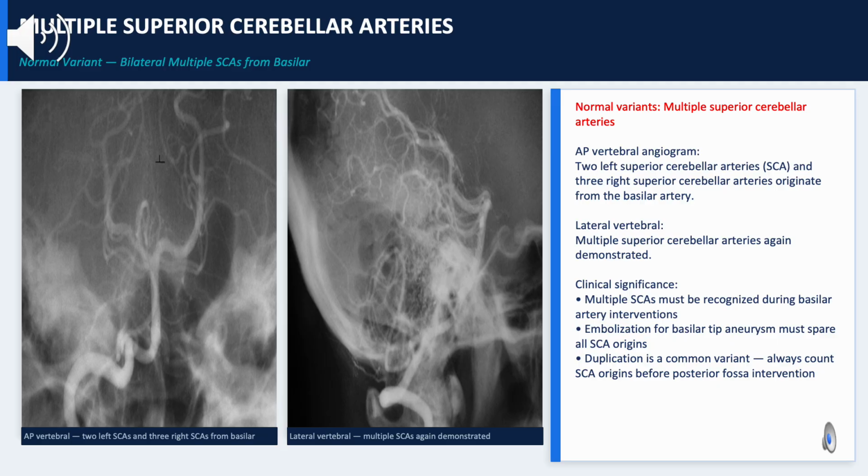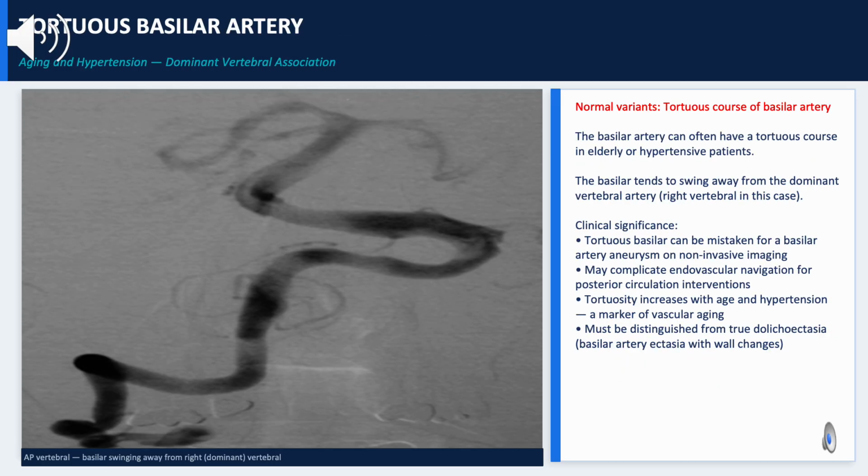Always count SCA origins on both AP and lateral vertebral angiograms before any basilar intervention, and document the total number and their relationship to the aneurysm neck. The tortuous basilar artery is a finding that increases in prevalence with age and hypertension, reflecting the same arterial wall changes that cause tortuosity in other vessels.